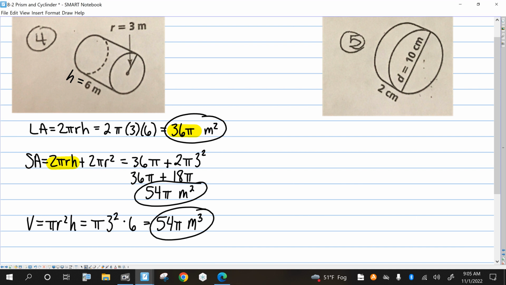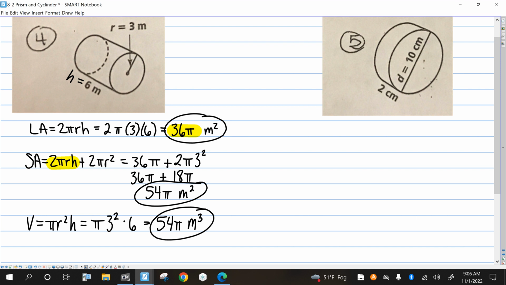All right, let's do our last one here, and then I will give you guys a chance to work on your homework. See, don't you like cylinders a lot better?